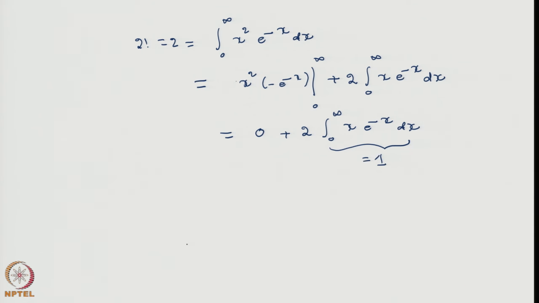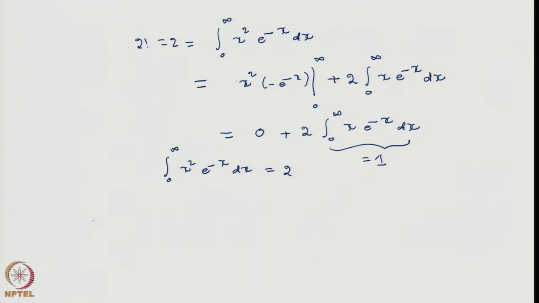Thereby, confirming the result that the integral representation is true for 2 at least. That is, therefore, integral 0 to infinity x square e to the power minus x dx is 2. In fact, the integral representation can be checked by integration by parts for any n.